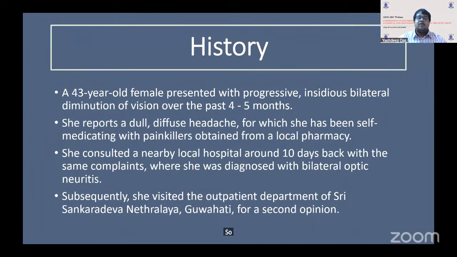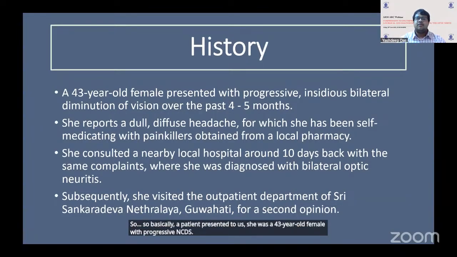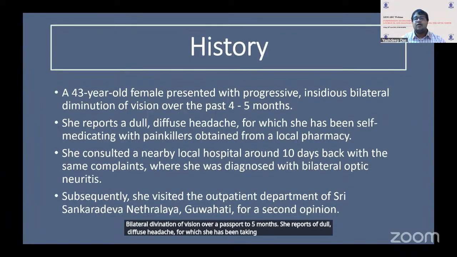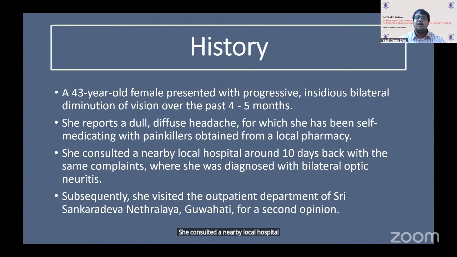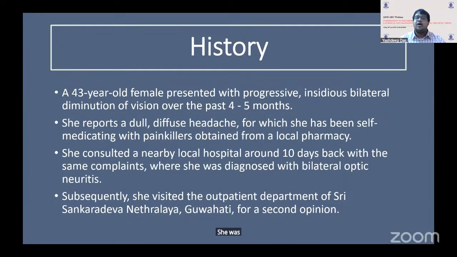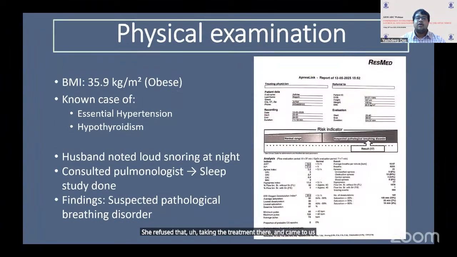So basically, a patient presented to us. She was a 43-year-old female with progressive, insidious bilateral diminution of vision over the past 5 months. She reports a dull, diffuse headache, for which she has been taking painkillers on and off from the local pharmacy. She consulted a nearby local hospital around 10 days back, where she was diagnosed as a case of bilateral optic neuritis. She was advised an MRI and IV steroids. She refused the treatment there and came to us for a second opinion.